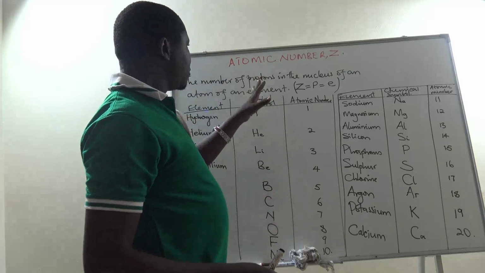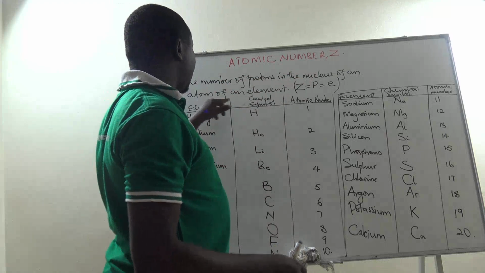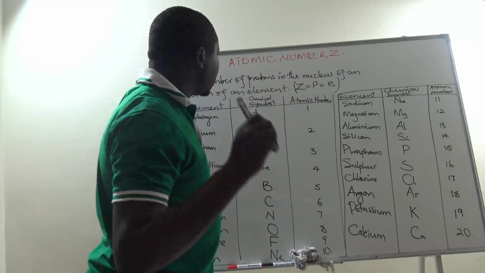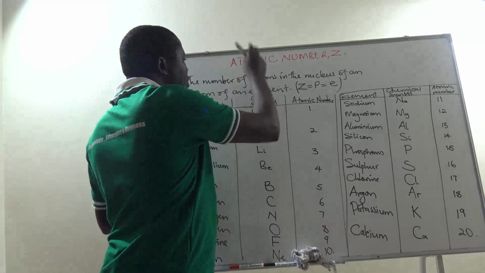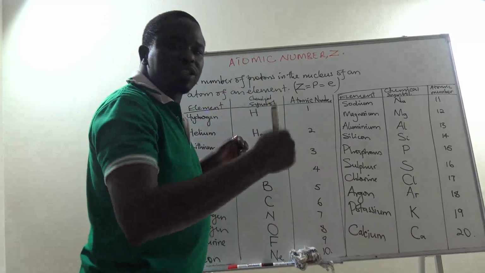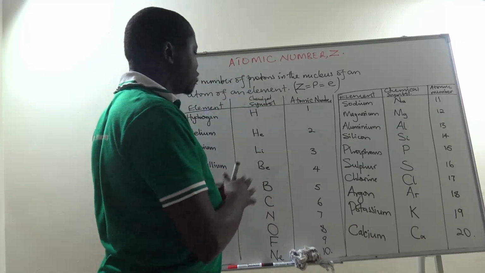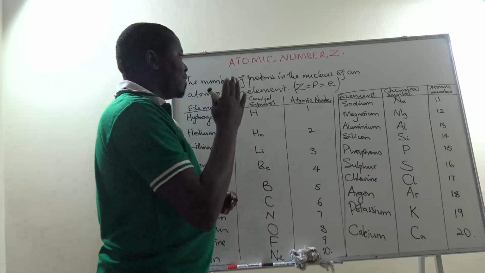So, this is what we call atomic number. The number of protons in the nucleus of an atom or an element. I don't expect you to say it is the number of electrons. We have to strictly stick to the number of protons, which does not change as opposed to the number of electrons, which changes. And that's what we call atomic number.